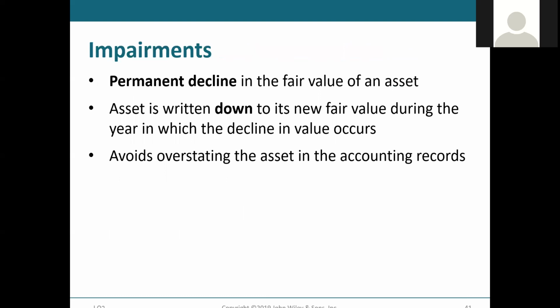Impairments. Now you have an asset, and now the asset is not doing its job, or it's an asset we don't need anymore because the market has changed and the product that this asset produces is not going to do us any good. We have to write down the asset to its new fair value. And that's an important concept where you always recognize losses.